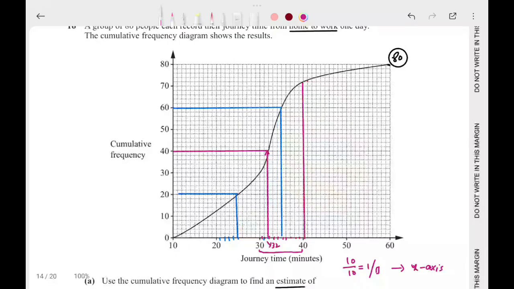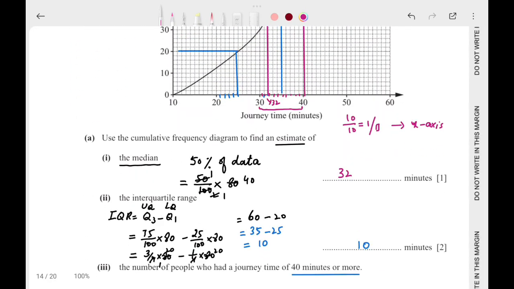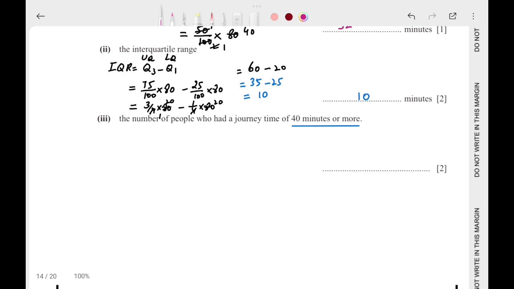Now just see the value. As they are talking about more than 40, we have to find out the remaining part of the curve. So the total is 80. Up till here it is 72. So 80 minus 72 is equal to 8. So according to the part, find the number of people: 8 people had a journey time of 40 minutes or more. This would be the answer.